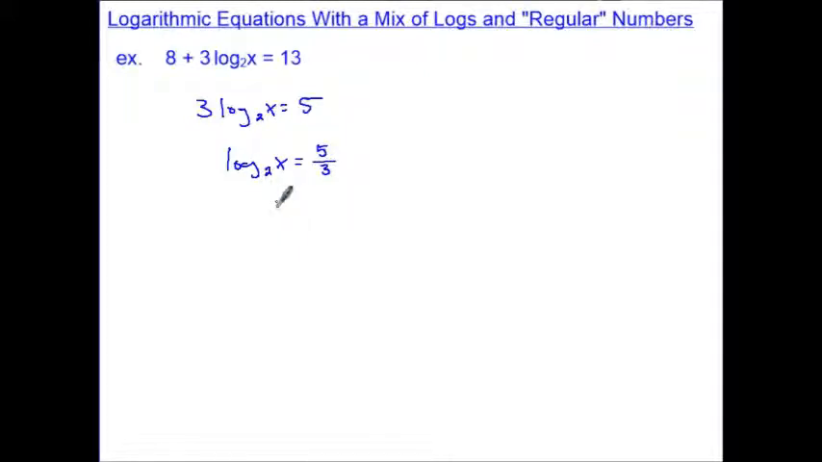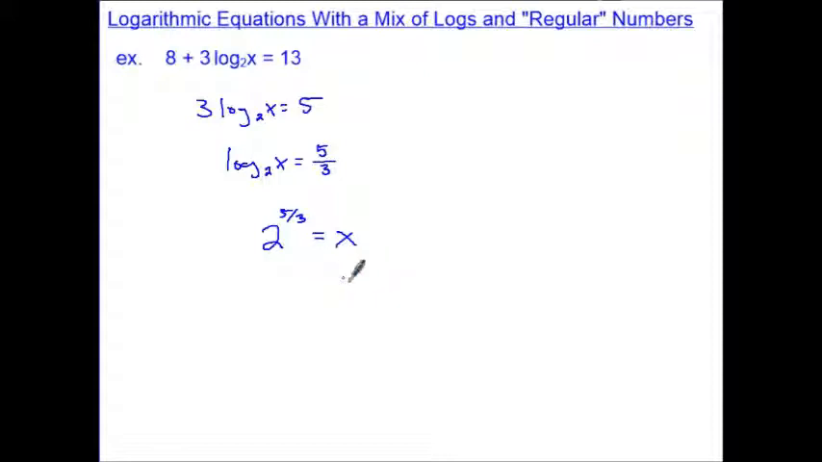But if you remember, we can take equations in logarithmic form and turn them into exponential form. Okay, so basically that's what we're going to do here. So take that subscript 2, take it to the power on the other side, in this case 5/3. And then that equals the thing inside the log, which conveniently in this case is the x.